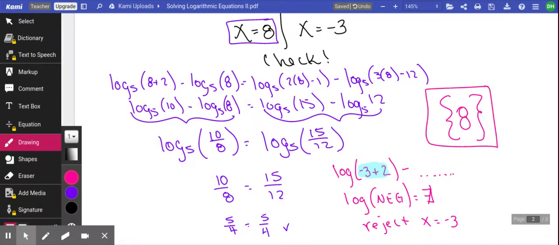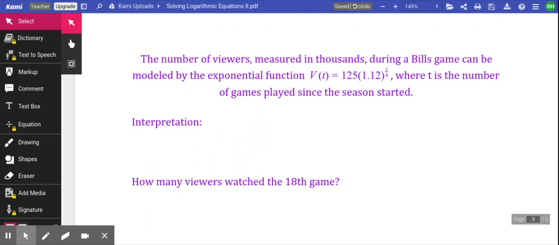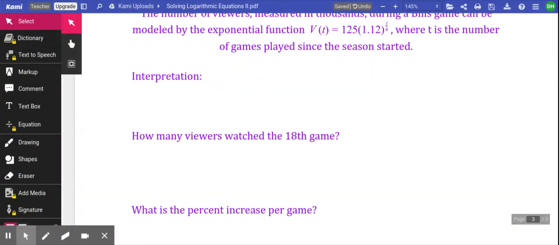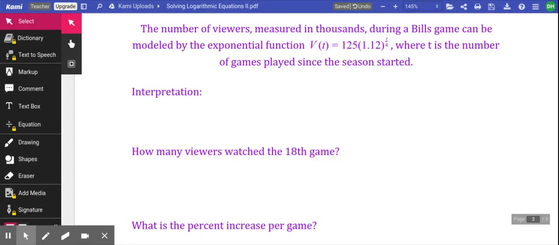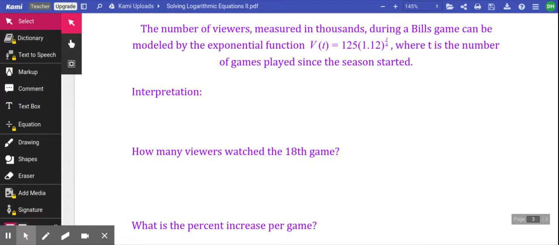Winner, winner, chicken dinner. All right, I got one more fun problem for you here as we're trying to review and get ready for our next test. So I want you to consider this exponential function. The number of viewers, which is measured in thousands, during a Bills game can be modeled by this exponential function. V of t equals 125 times 1.12 raised to the t divided by 4 power, where t is the number of games played since the season started.